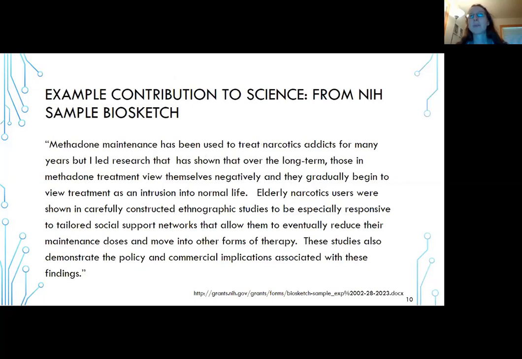So this is an example contribution to science. This is again from the NIH's sample biosketch. Again, I just show this to you to give you an idea how brief these are. It's really just a few sentences is all that's needed, because remember, the entire contribution, the text and the citation, can be no more than half a page.